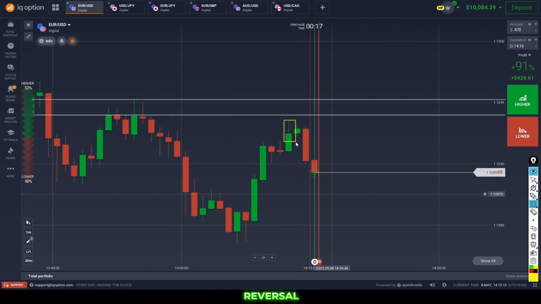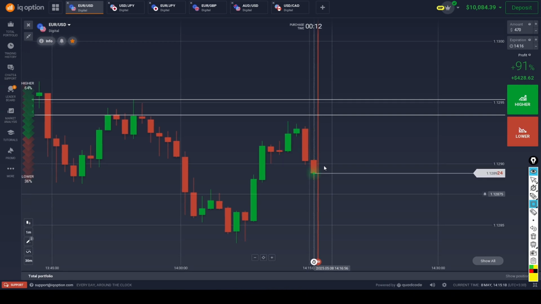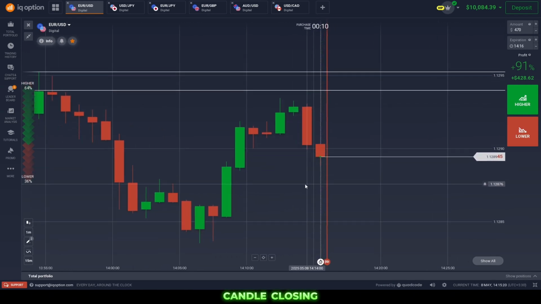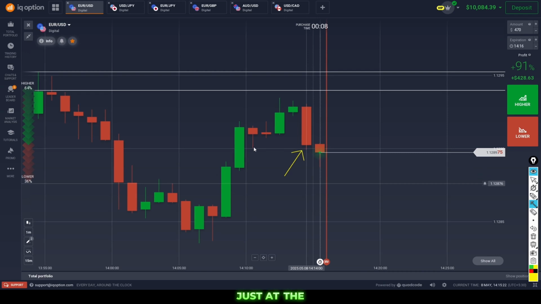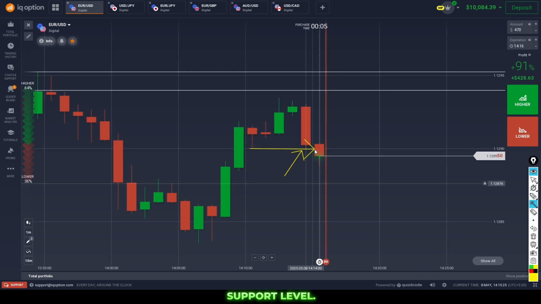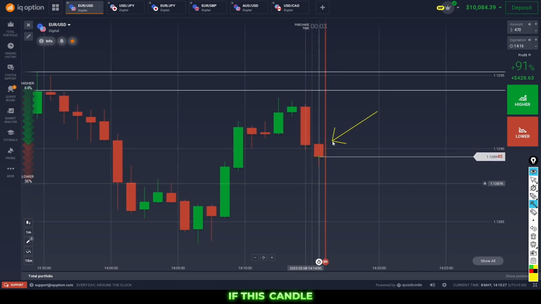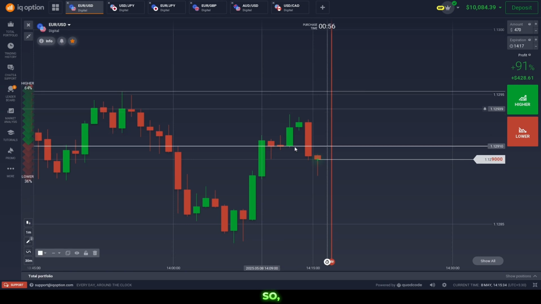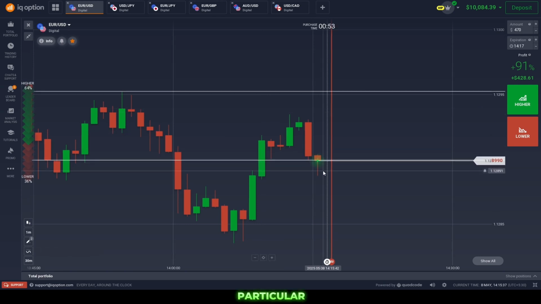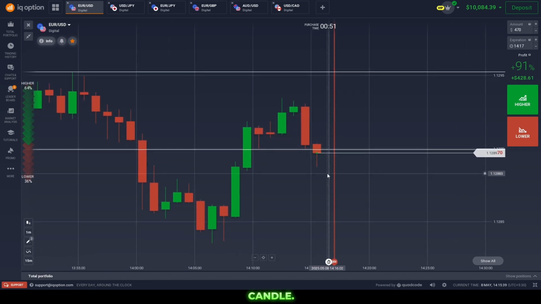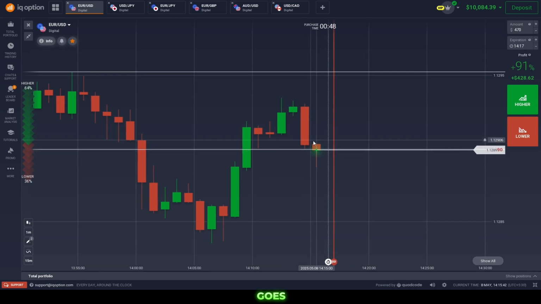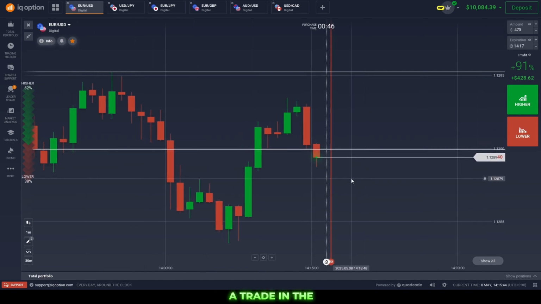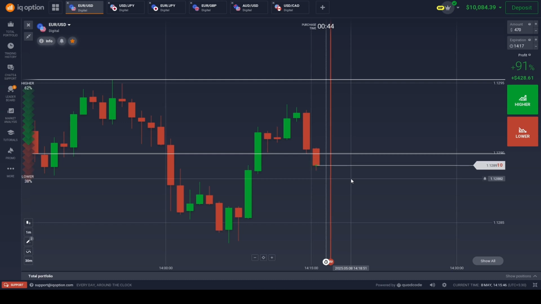Price formed a reversal pattern here, but I'm not placing my trade for the downward direction. Why? Because the candle closing is just at the support level. We need clear breakouts. If this candle closes below this recent support level, we will go for a sell trade. Otherwise, we will not do anything. So I will mark this particular level. We need a clear breakout candle. If this candle goes down and breaks below, we will go for a trade in the downward direction. So let's wait for that.